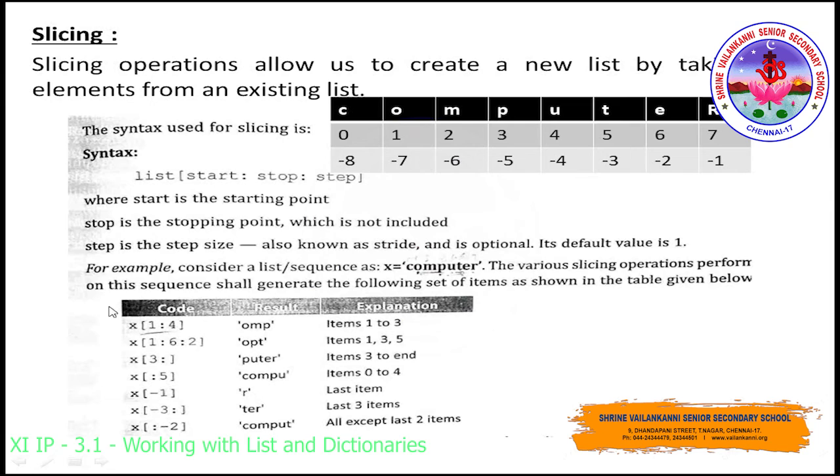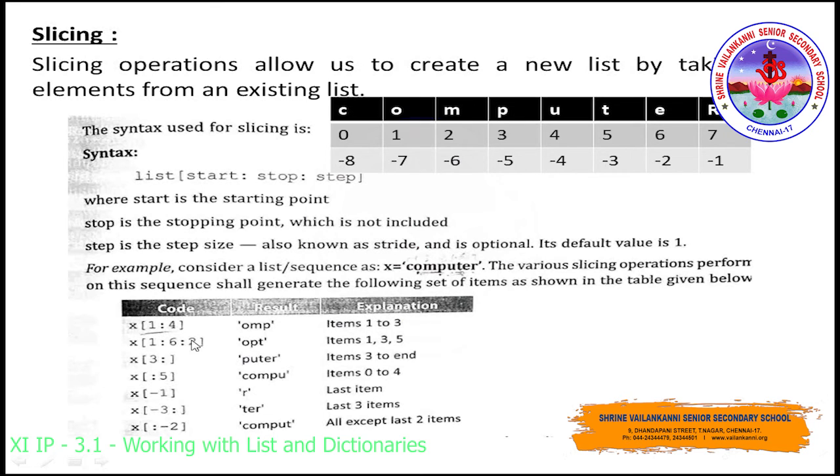So to slice this list, look at the first code, x of 1 colon 4. So 1 colon 4 means the starting parameter they have given, and they have given the stop parameter, but the step parameter is missing. So the starting parameter is 1. So you have to start from index 1. So starting from O, M and P. So 1 less than the ending parameter. So 1 less than the last element you have to take out. So O, M and P alone will be retrieved.